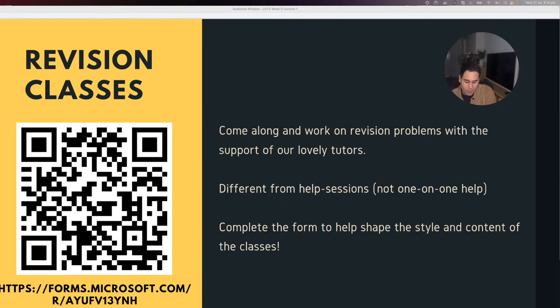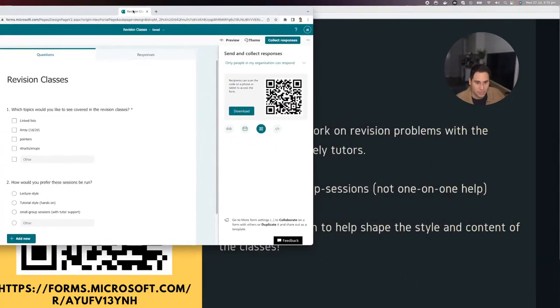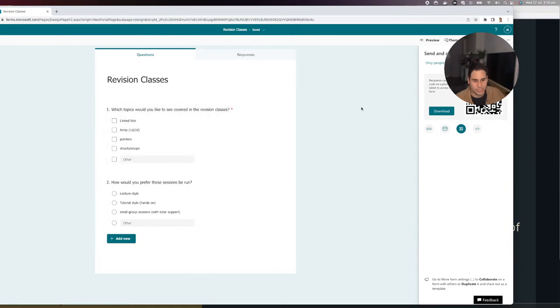Revision classes. What's going on with this? We're going to run a couple of revision classes to support you getting ready for the exam. So what are they? They're not help sessions. Help sessions are one-on-one help, as you should know if you've been using them. You drop in, you wait in your queue, and you get some one-on-one time. These revision classes, think of them as a cross between help sessions and tutorials. We're going to get some amazing tutors to run a few sessions on specific topics for the exam. What I wanted to do is, as always, have you drive what these revision classes will cover and how they will be covered. So I'll show you the questions. You can click the link and see them anyway. There's only two questions. It'll take you a second.